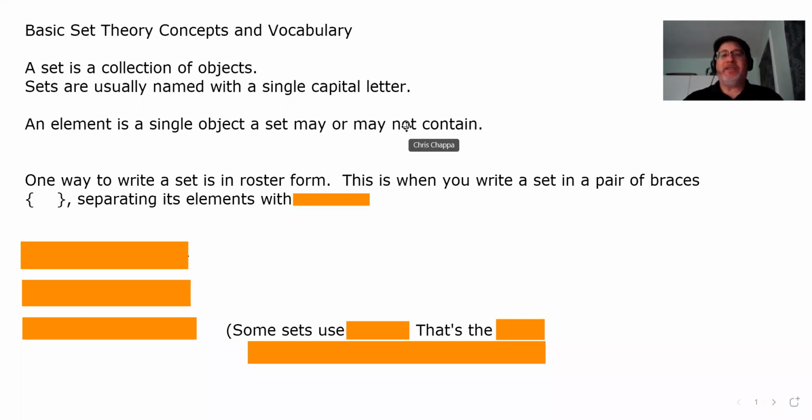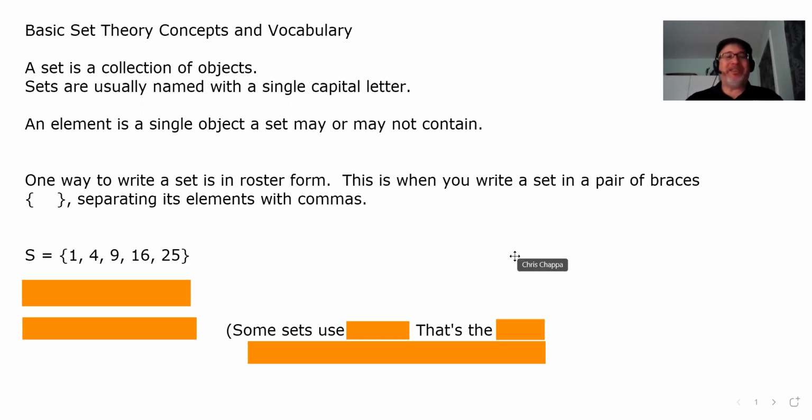Roster form is when you write a set in a pair of braces, separating its elements with commas. For example, we could say the set S is equal to the set containing 1, 4, 9, 16, and 25. And by the way, the reason this set contains these elements is completely irrelevant. There may be a reason those numbers are put together in a set. There may not be. It may just be a random collection of elements.